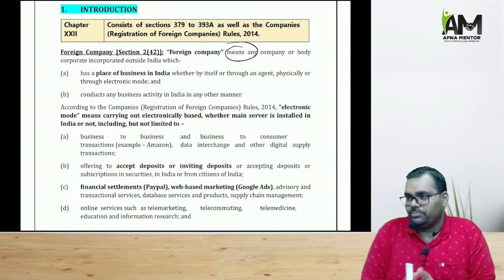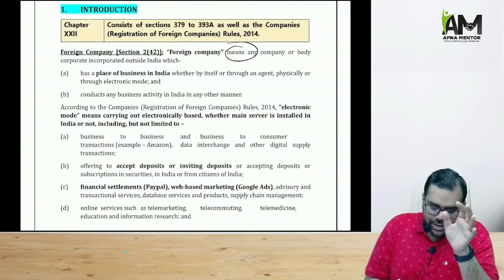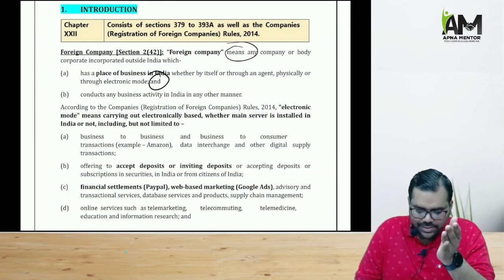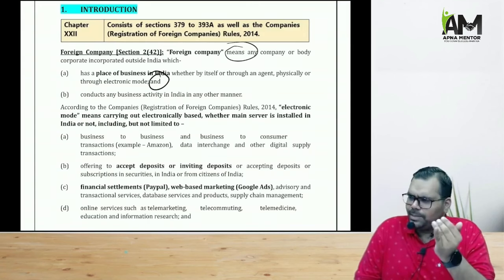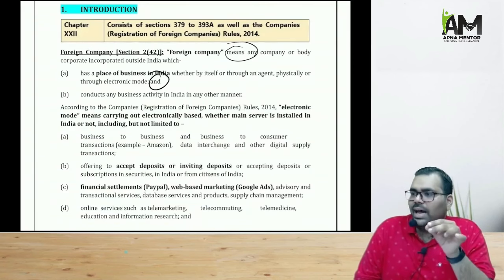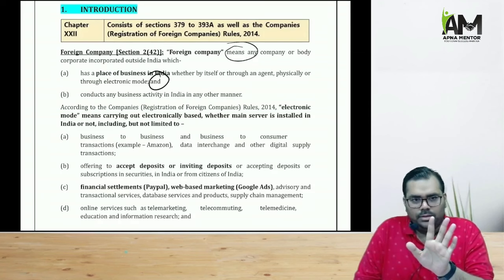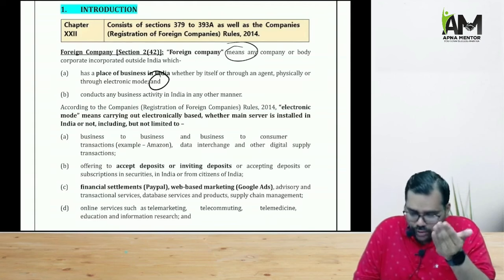Is it clear? So point number 1, they say has a place of business in India. And now they have used the word and. Conducts any business activity in India in any other manner. In short, they are having a place of business and they are doing business. Is it clear? Yeah, that they are having a place of business and they are doing some business.